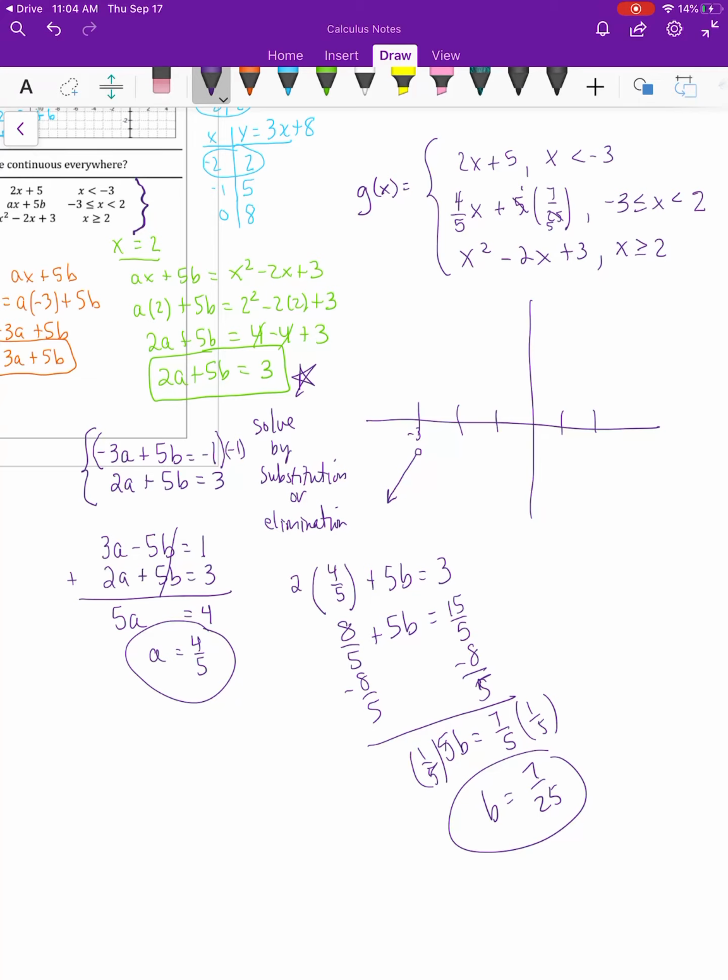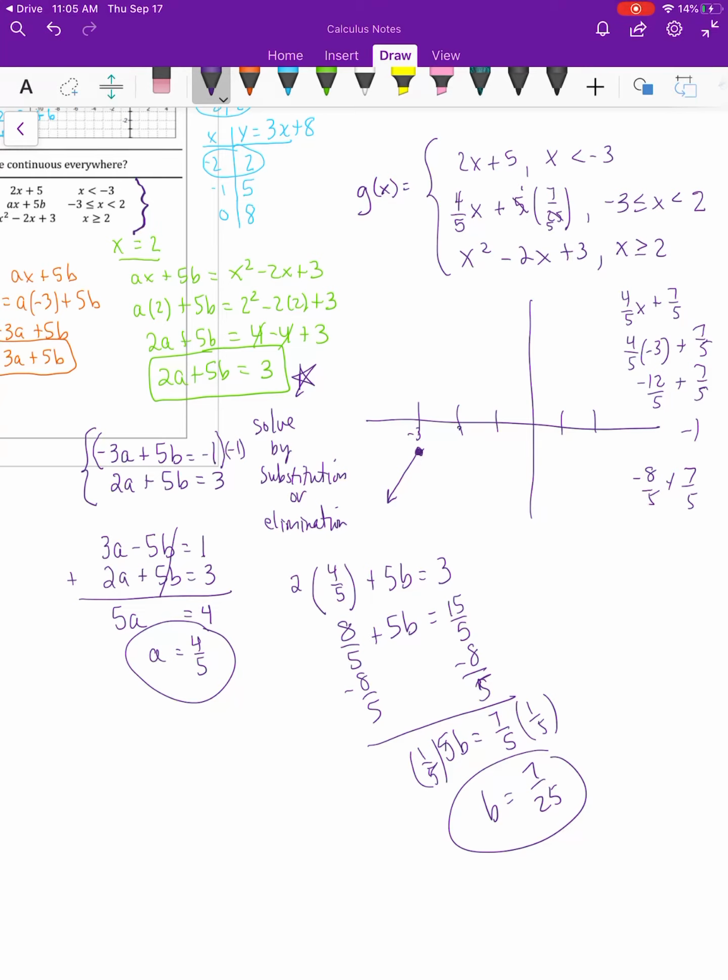So let's go ahead and write that, 4/5 x plus 7/5. So at -3, if I put a -3 in here, it's going to be -12/5 plus 7/5. And that's going to be -1. So that hole is clogged up now, or plugged up. That means it's continuous. And then at -2, you'd have a -8/5 plus 7/5, which would be -1/5.